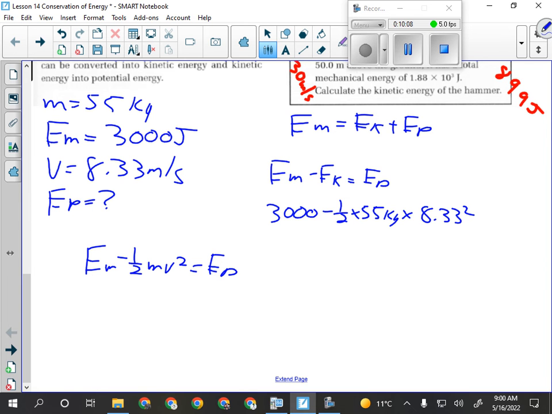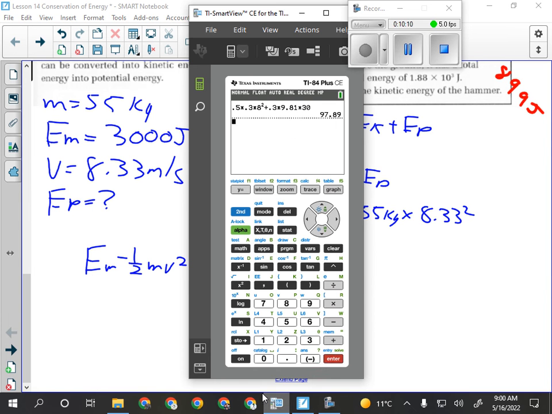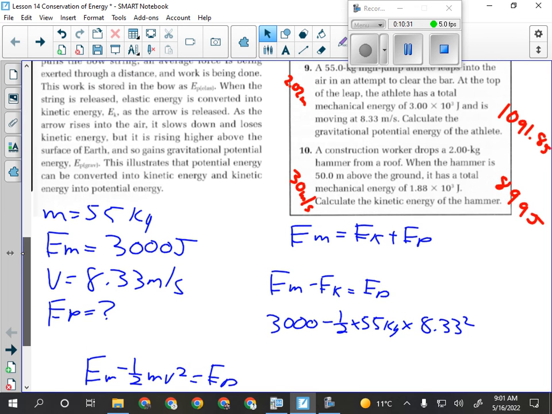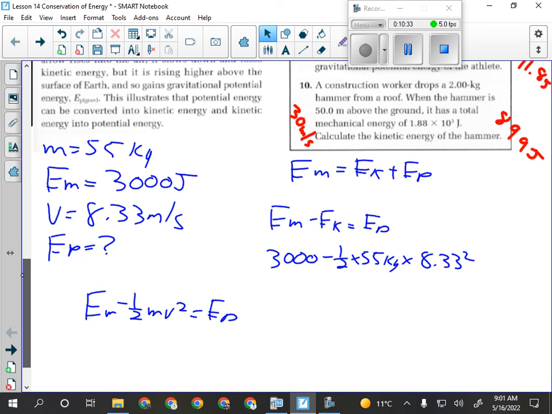So when I punch all that into my calculator, so 3,000 minus 0.5 times 55 times 8.33 squared, I get 1,091.8 joules. So I think that's what we had up there, right? 1,091.8 joules worth of potential energy.